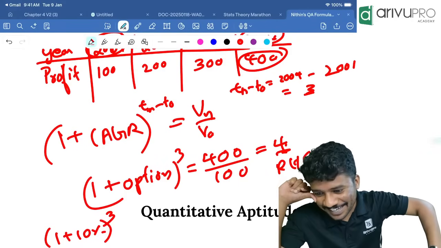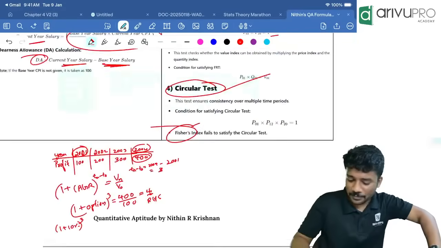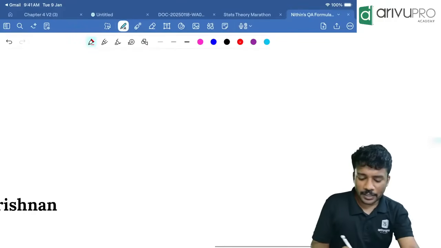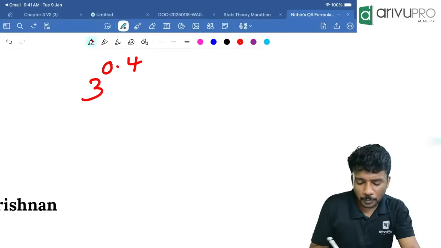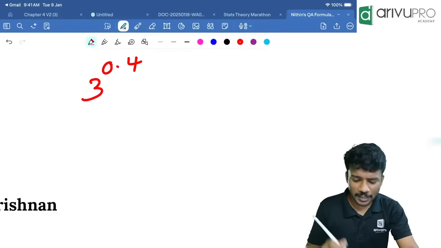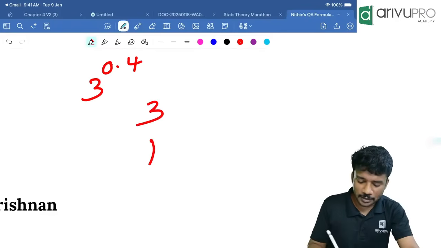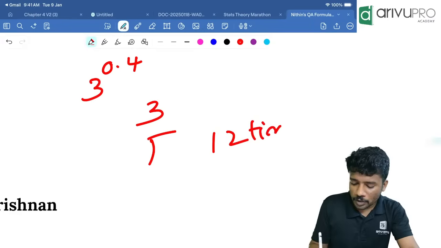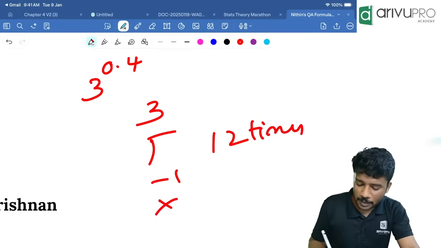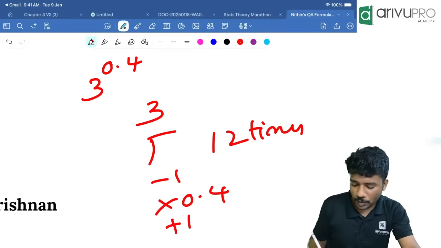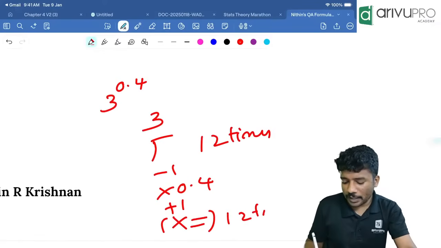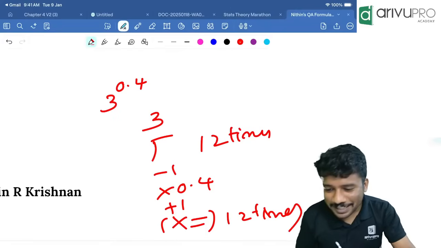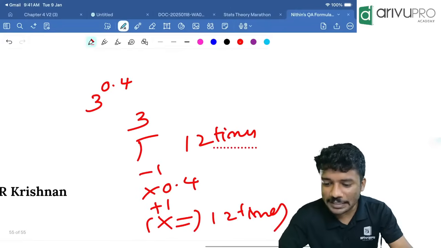Right. Power in decimal, how to calculate? Yes, one by one I'll take power in decimal, how to calculate. For example, 3 raised to 0.4. How to calculate this? Type 3 on your calculator. Click root, how many times? 12 times. Then minus 1, multiplied with 0.4, plus 1. Then into equal to, and so on. How many times will you click into equal to? 12 times you will click. Okay. Yes. Next one.